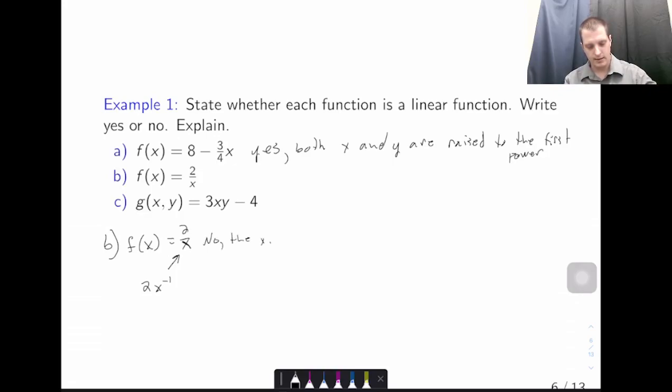The x is raised to the negative 1 power.